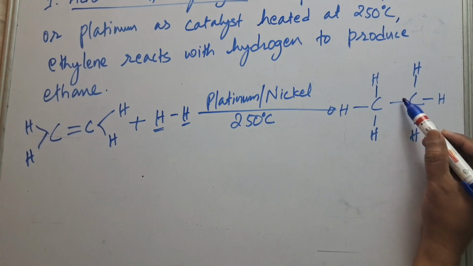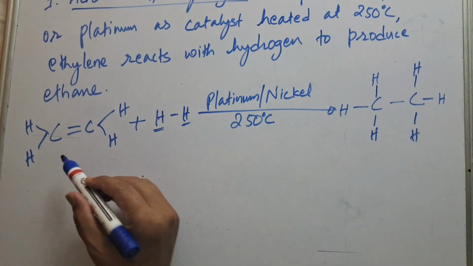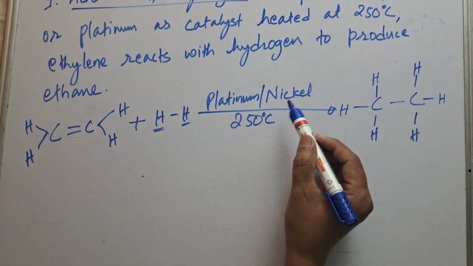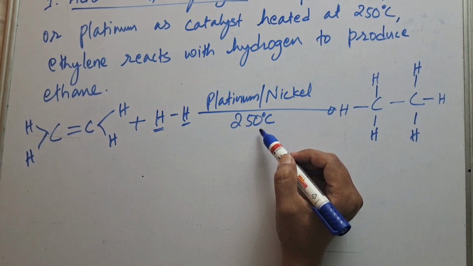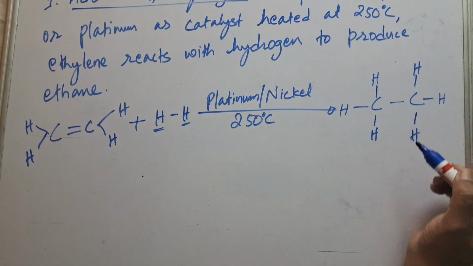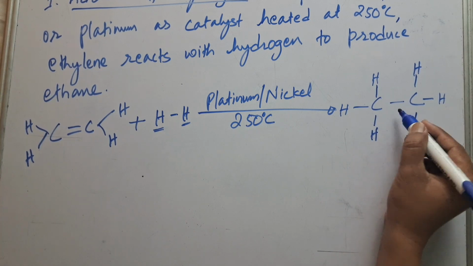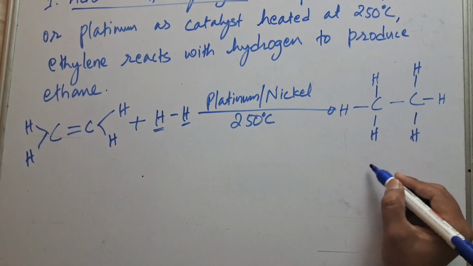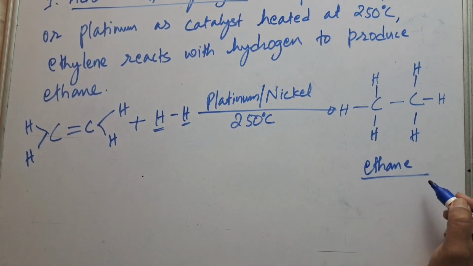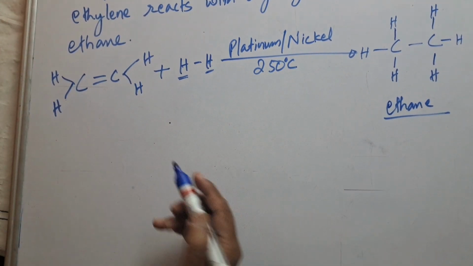So this is a single bonded compound. Single bonded compounds are called alkanes. So alkenes combine with hydrogen in presence of platinum or nickel catalyst heated at 250 degrees Celsius to produce alkanes. The name of this alkane is ethane: 2 carbon means eth, single bond means ane. So this is ethane. Ethane is an alkane.